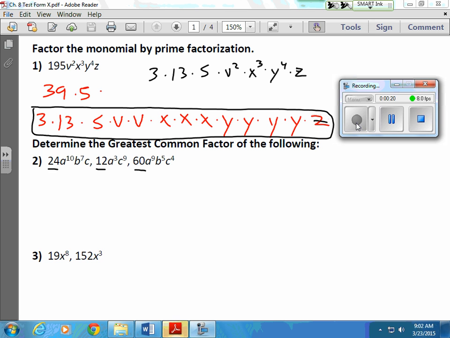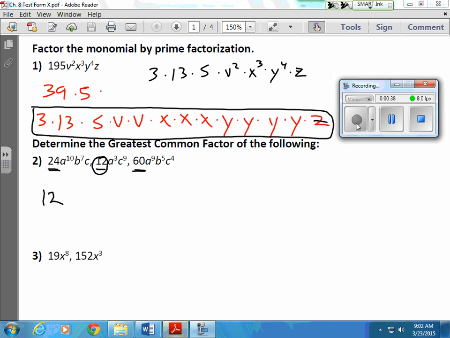Because no, it goes into itself once. Does it go into 24? Yes. Does it go into 12? 60? Yes. So we can use 12 as our greatest common factor of the numbers, because 12 goes into all of them evenly. Goes into 24 and 60.